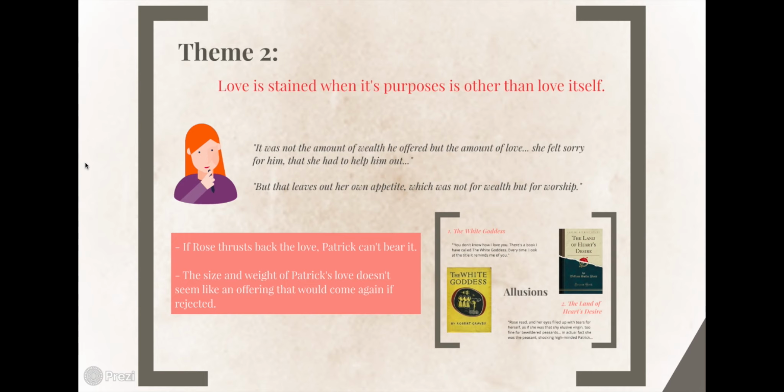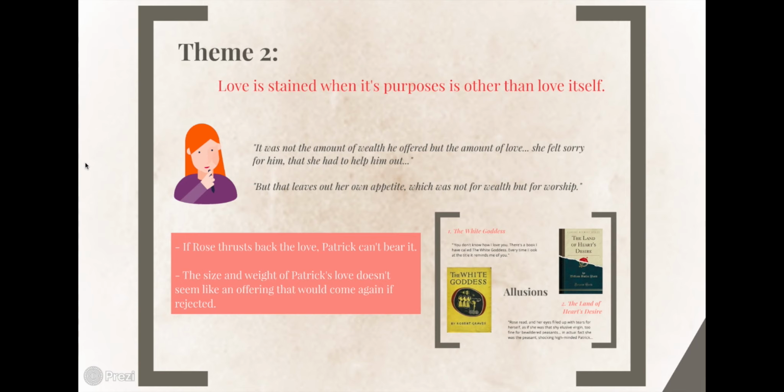"It was not the amount of wealth, but the amount of love he offered." She felt sorry for him. And the second one is, "But that leaves out her own appetite, which was not for wealth but for worship." Basically, Rose thinks that if she thrusts back the love Patrick gave her, he won't be able to bear it alone. Thus, she needs to help him out by being nice to him and taking in some of that love. Furthermore, the size and weight of Patrick's love dazzles Rose, and it's a worship that doesn't seem like she'll ever come across again anytime soon.